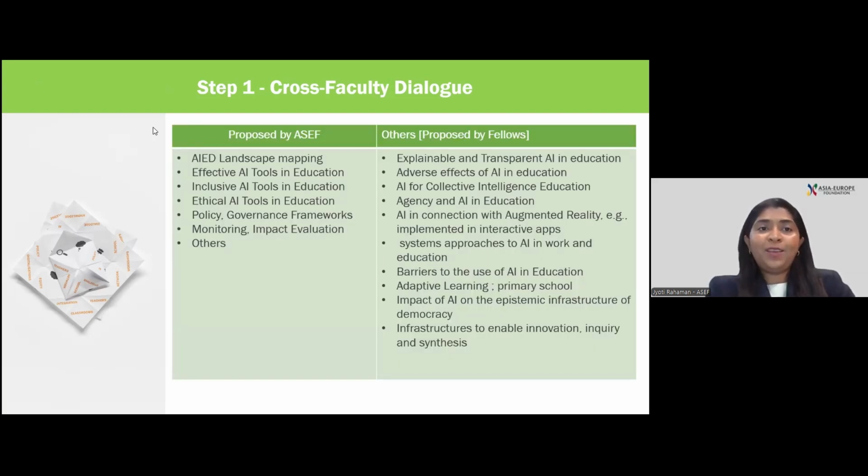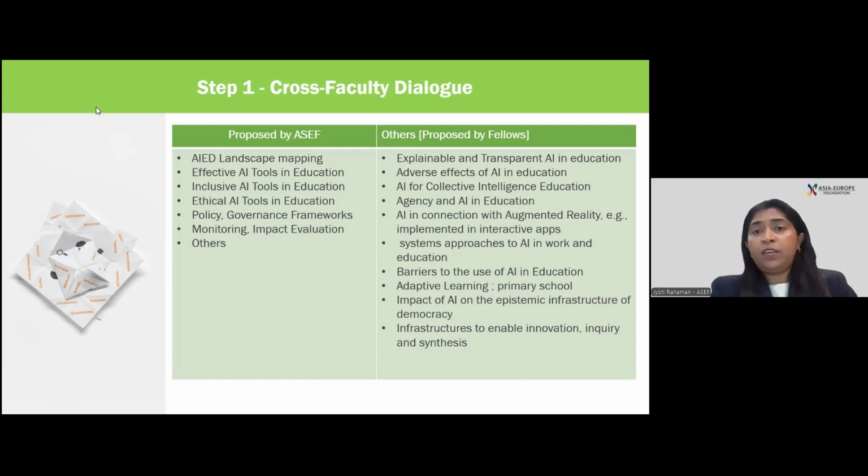So the exciting part is the topic. From the ASEF side, we have proposed some key areas that are very strongly related to the topic: an overview on AI landscape mapping, and then very specifically effective AI tools in education, inclusive and ethical AI tools in education, and then, of course, decision makers, policy and governance frameworks, and monitoring and impact evaluation. We also kept the option open for you to propose others. And in that section, we have received a lot of interesting ideas. And these are some of the repetitive ideas that we have seen from across a lot of fellows.